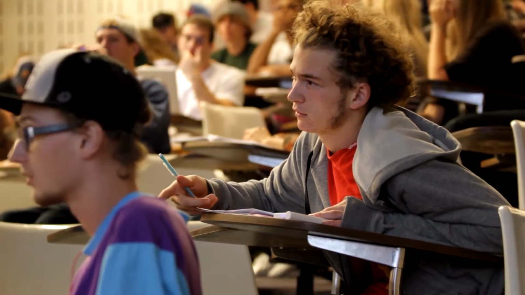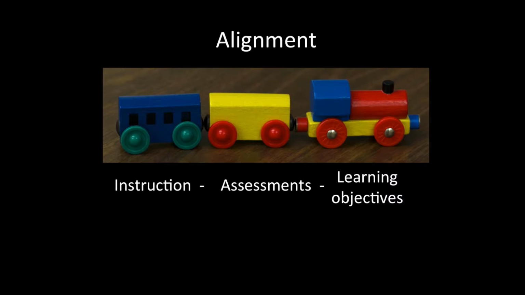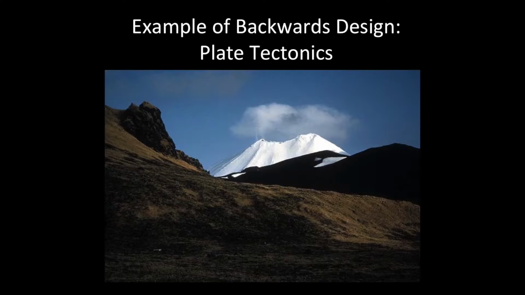The game is not to have a certain number of kids fail and other kids succeed, but actually to select activities so that you think everyone should be able to do well on that assessment. And that's the heart of backwards design, and that's how you achieve alignment. Alignment is this process of making sure that your learning objectives, your assessments, and your instruction all line up with each other.